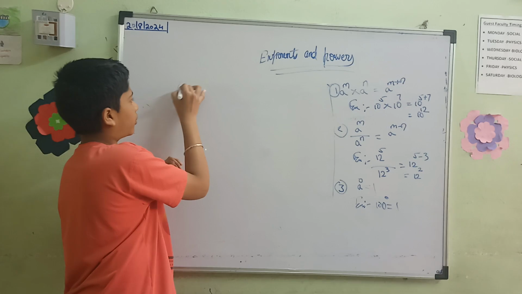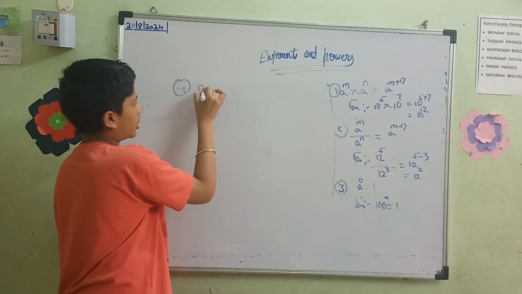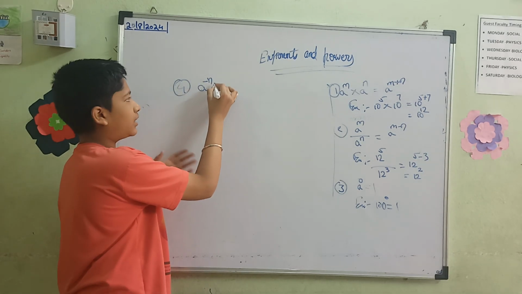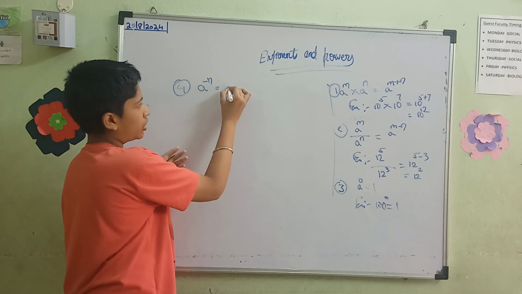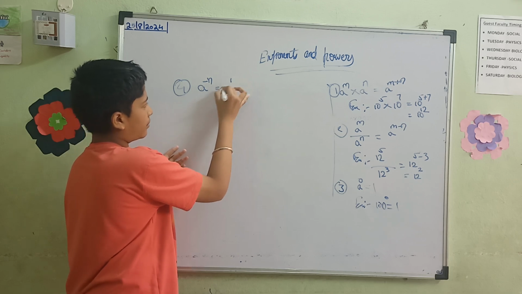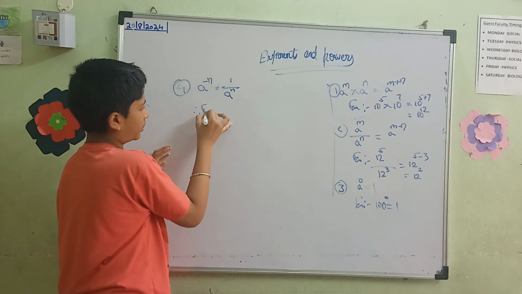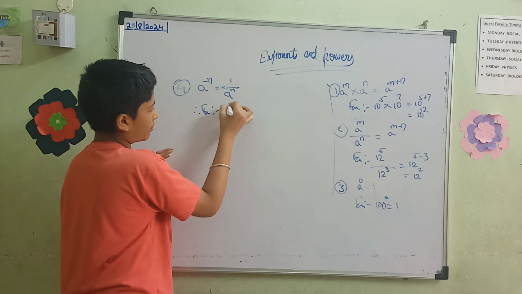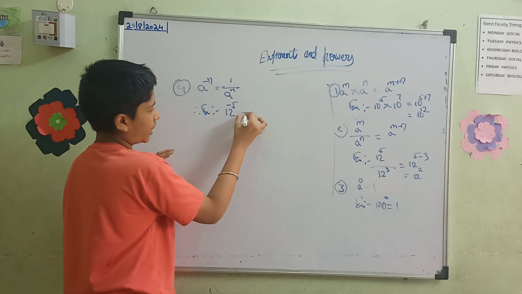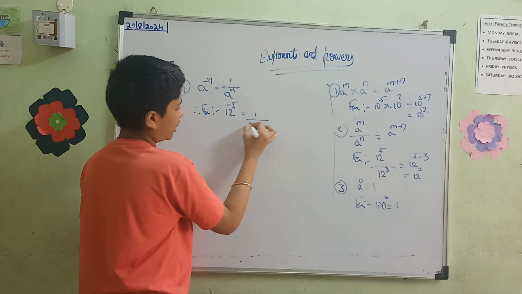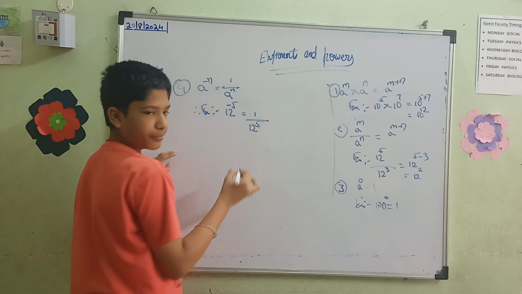Now the fourth law is a to the power minus n. We can write a to the power minus n as 1 by a to the power n. Therefore, example, 12 to the power minus 5. We can write that as 1 by 12 to the power 5.